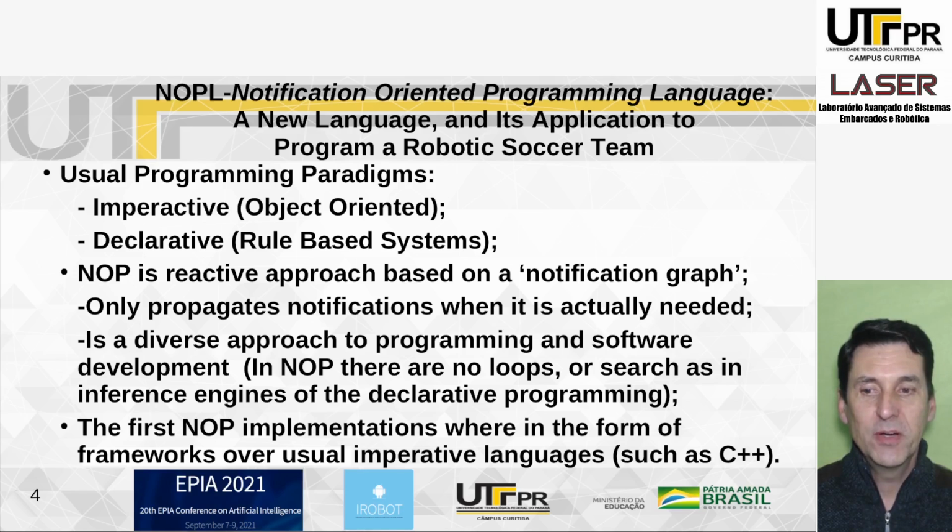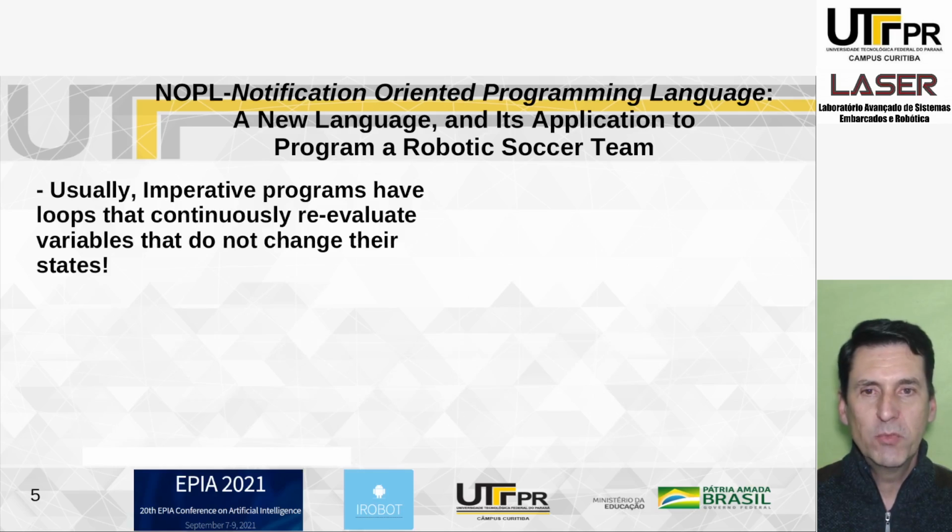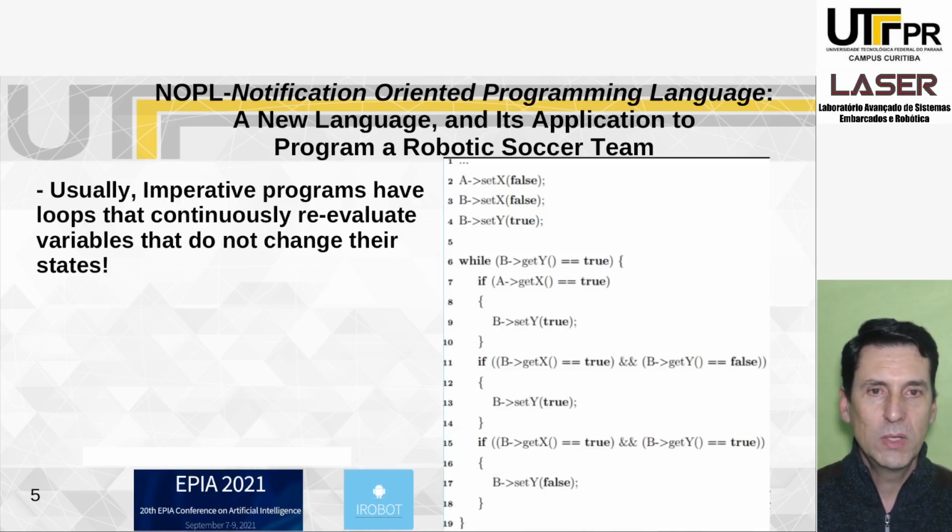The first NOP implementations were in the form of frameworks over usual imperative languages such as C++. Nowadays we have these frameworks also in Java, C# and other languages. But usually imperative programs have loops that continuously reevaluate variables that do not change their behavior, their states. So in this case we have several reevaluations of attributes that usually do not change their states.